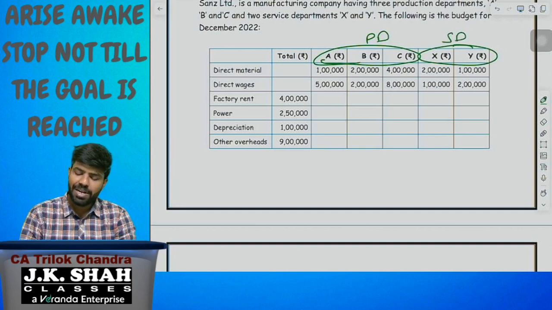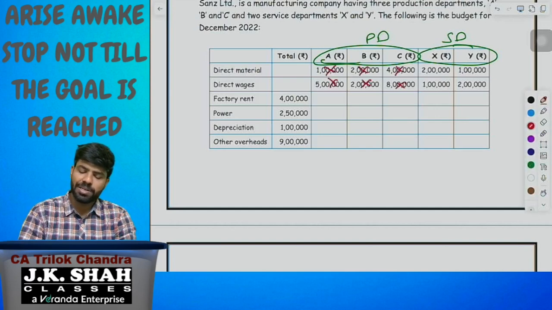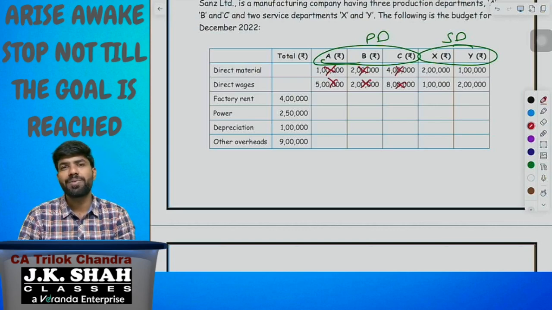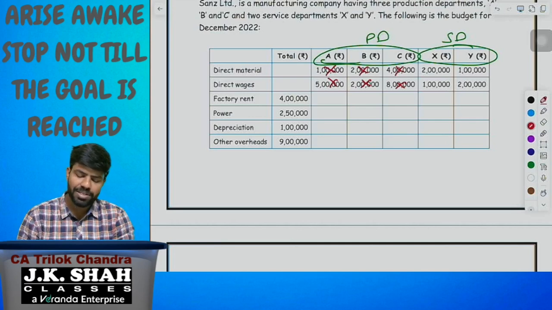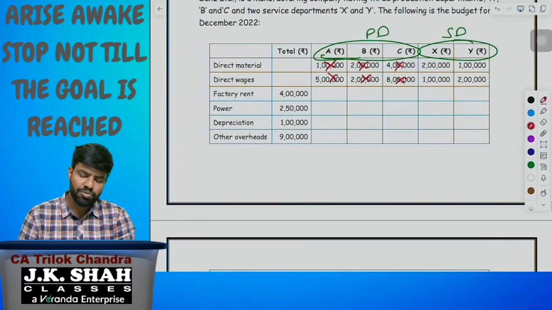They have given direct material, direct wages. We already discussed direct material and direct wages. Don't consider the direct material and direct wages of the production departments. So don't consider all these three, but consider the service departments' direct material and direct wages. Clear? Next. Factory rent 4 lakh rupees, power 2 lakh 50,000, depreciation 1 lakh, other overheads 9 lakhs. Now, additional information they have given: area in square meters, capital value of asset, horsepower of machine. When they give both the factors, let's go one by one.